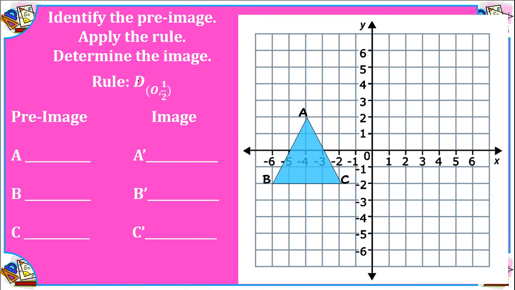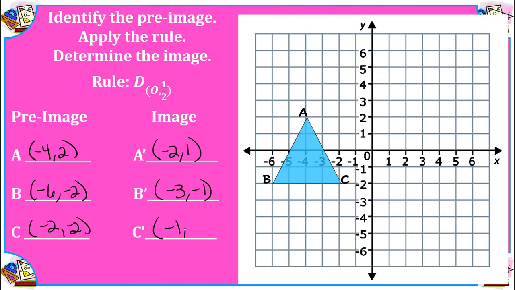Now they give us the rule, and we are going to actually construct a dilation. First, let's identify the coordinates of our pre-image. So A is -4, 2. B is -6, -2, and C is -2, -2. So if we are shrinking this by 1/2, we simply multiply all of the pre-image coordinates by 1/2. That's really dividing by 2. So A prime is -2, 1, B prime is -3, -1, and C prime is -1, -1.